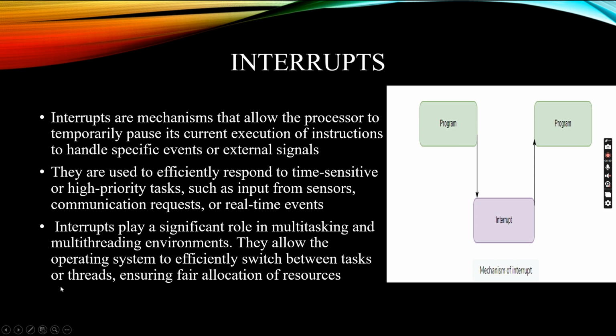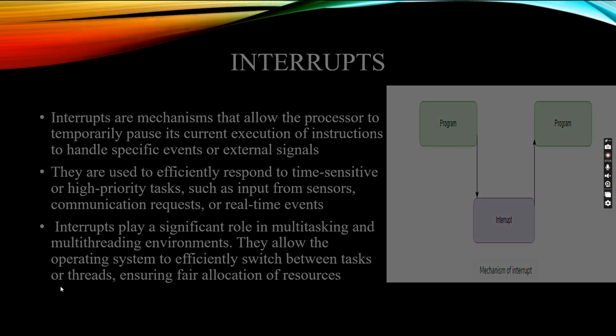Interrupts. Interrupts are mechanisms that allow the processor to temporarily pause its current execution of instructions to handle specific events or external signals. They are used to efficiently respond to time-sensitive or high-priority tasks such as input from sensors, communication requests, or real-time events. Interrupts play a significant role in multitasking and multi-threading environments. They allow the operating system to efficiently switch between tasks or threads, ensuring fair allocation of resources.